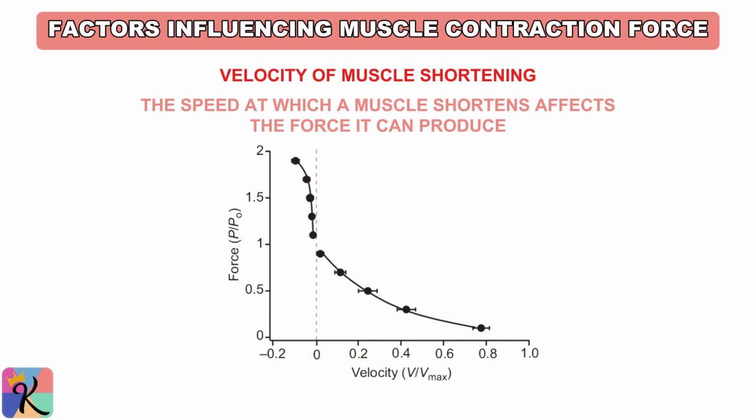Slower movements allow more cross bridges to form, resulting in greater force. Conversely, rapid contractions result in less force because there's less time for cross bridge formation.